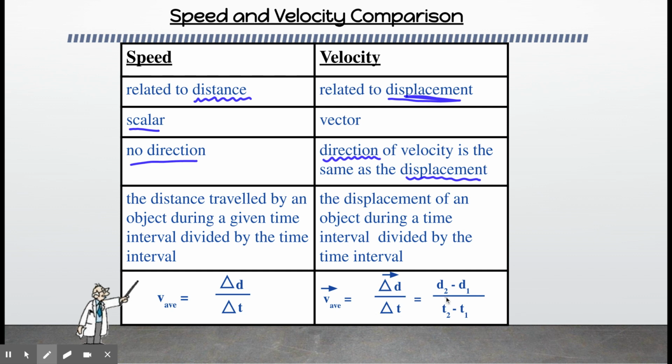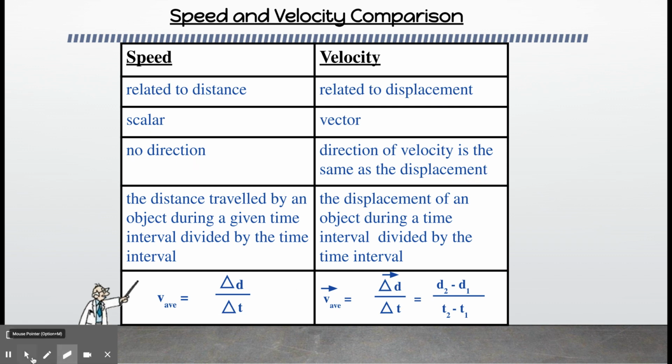Sometimes it'll tell you it's traveled a total displacement of 50 kilometers. But then other times it'll tell you two different, a starting point and an ending point. So D2 is always going to be your ending point, so it's your second stop. And the first one is going to be where you're starting at. So that's what the D1, D2, time 2, and time 1 stands for.